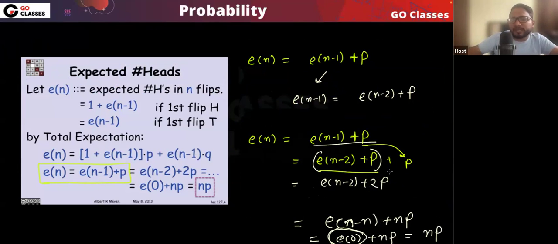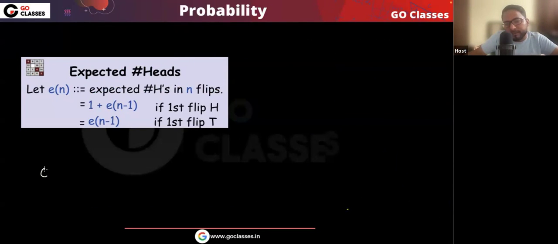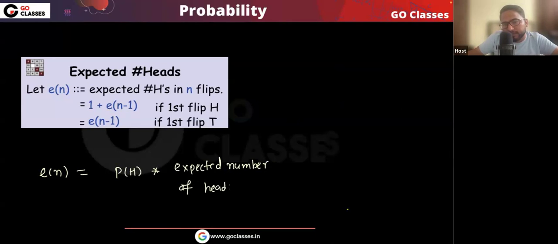Okay. So what I'm trying to convey here is that if you want to write this E(n), let's not worry about solving the recurrence relation. But if you want to write this E(n), it will be probability of head into the expected number of heads in the remaining flips, right? In n minus 1 flips.